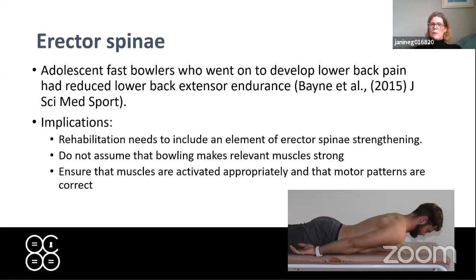And we can look at things like the prone hip extension test, to give us an idea of whether the erector spinae is trying to do the work of the glute max and the glute max is weak. So we can use a whole lot of different clinical tests to investigate this.